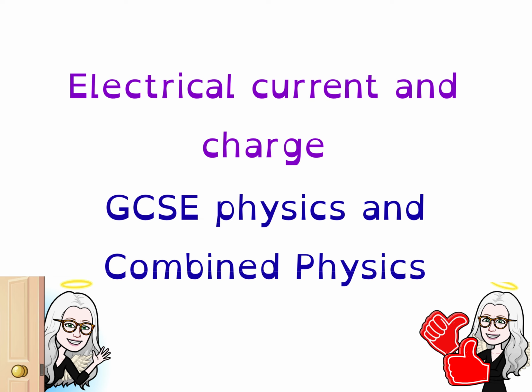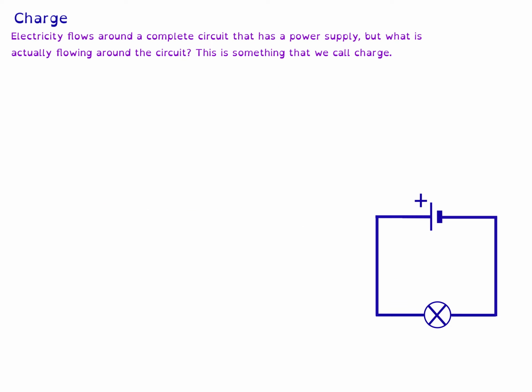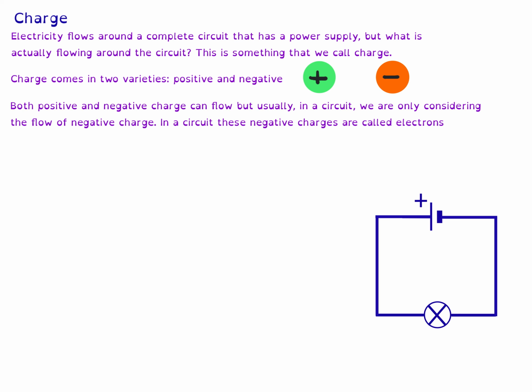to like and subscribe. Electricity flows around a complete circuit that has a power supply, but what is actually flowing around the circuit? This is something that we call charge. Charge comes in two varieties, positive and negative. Both positive and negative charge can flow, but usually, in a circuit, we're only considering the flow of negative charge.